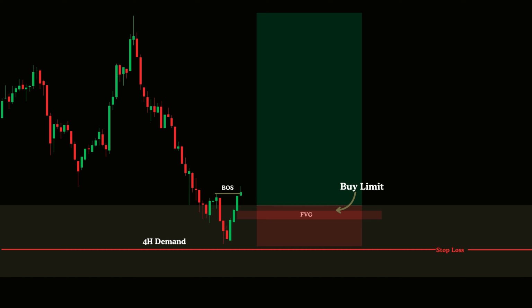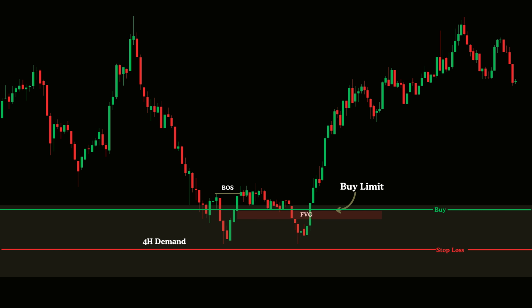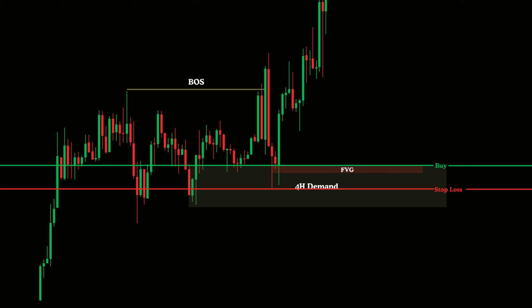Now, let's play the chart forward and see how the trade develops. As shown, price retraced lower, tapped into the buy limit order, then reversed direction and moved higher, exactly as anticipated. This perfectly demonstrates how combining higher timeframe demand zones with lower timeframe confirmations can deliver sniper entries with strong precision.